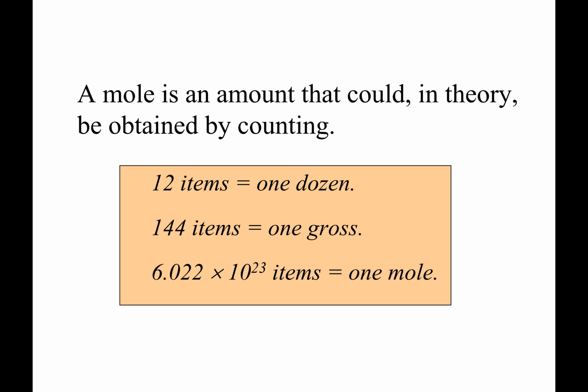So the concept of a mole is kind of like the concept of a dozen. You're literally counting things. The reason we need such a big number to count things in chemistry is because things are very, very small. If you have a dozen of anything, you have 12 of those things. If you have a gross of anything, you have 12 dozen or 144 of those things. If you have 1 mole of anything, then you have 6.022 times 10 raised to the 23rd power of those things.